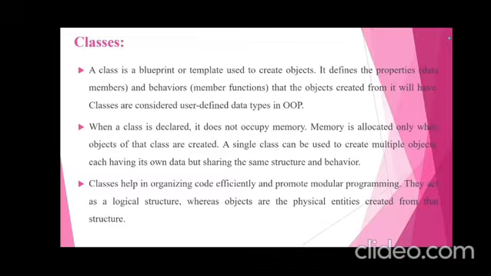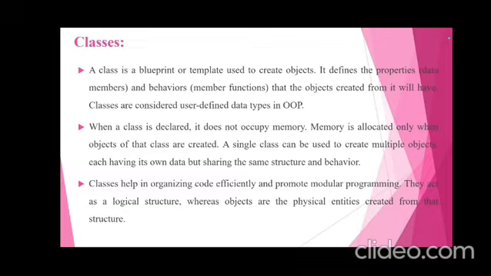So, the next one is classes. A class is a blueprint or template used to create objects. It defines the properties and behaviors that the objects created from it will have. Classes are considered user-defined data types in object-oriented programming. It means a class acts like a model or design from which we can create multiple objects.